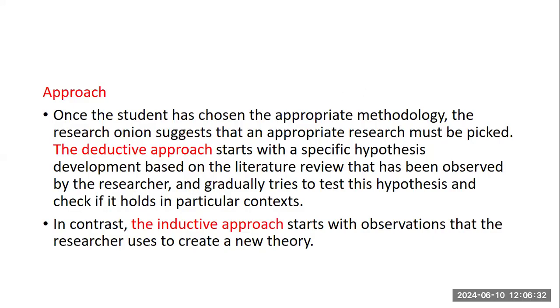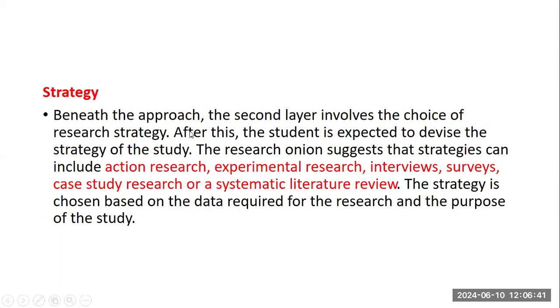So in the last class, we discussed the approach and the research onion model. Today, we will discuss the strategy. Strategy means the different strategies. Under the approach, there are the deductive approach and the inductive approach, so there may be different strategies researchers can choose.